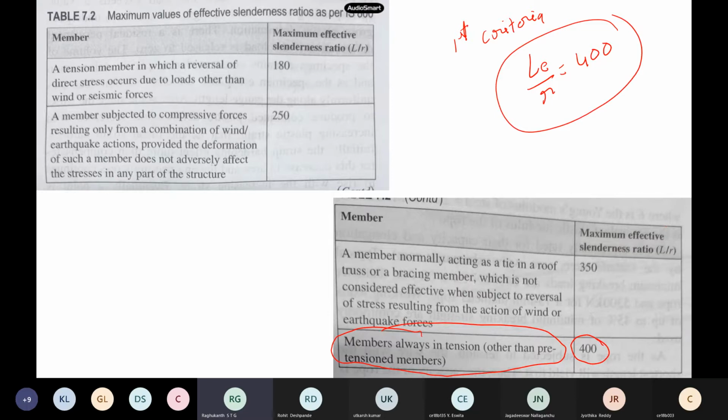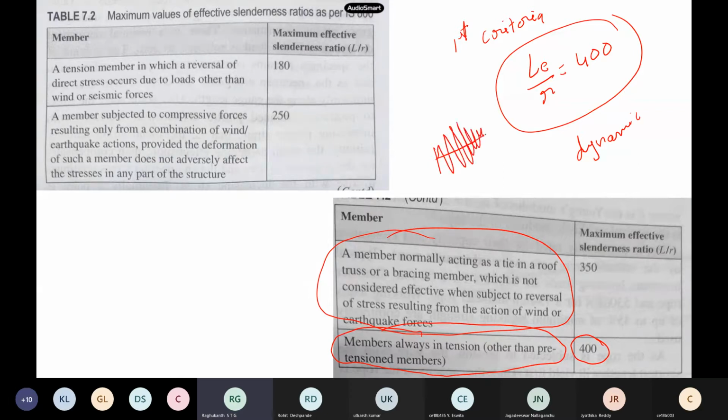Now, suppose I have a member in a roof truss, or a bracing member. When these trusses are designed, they may be subjected to earthquakes or wind, so these are all dynamic loads. Dynamic load means, as you have seen with earthquakes, you will have positive and negative, you followed. So this type of thing will be there. When the load changes its sign, your tension member may become a compressive member also, and then it may buckle.